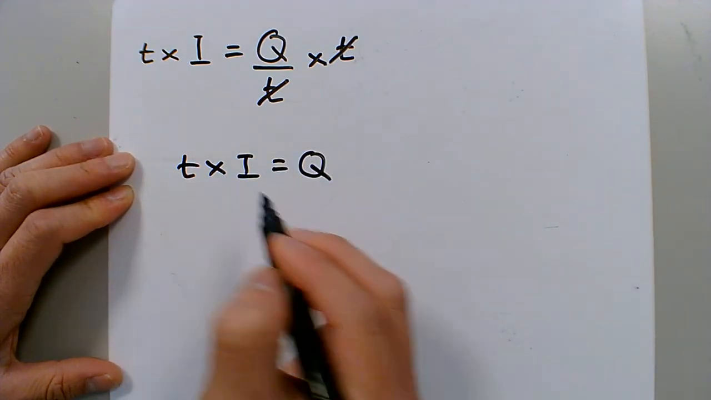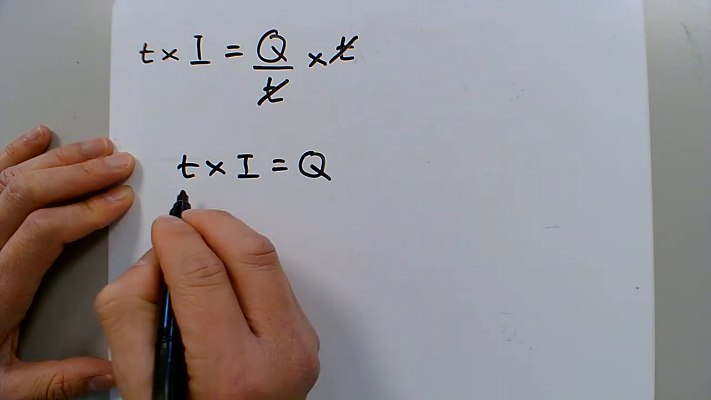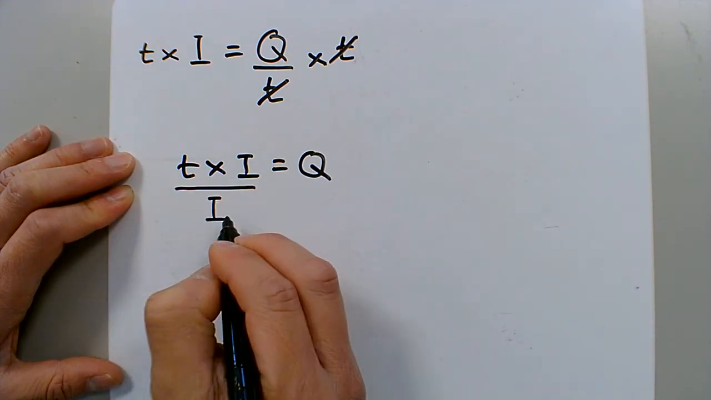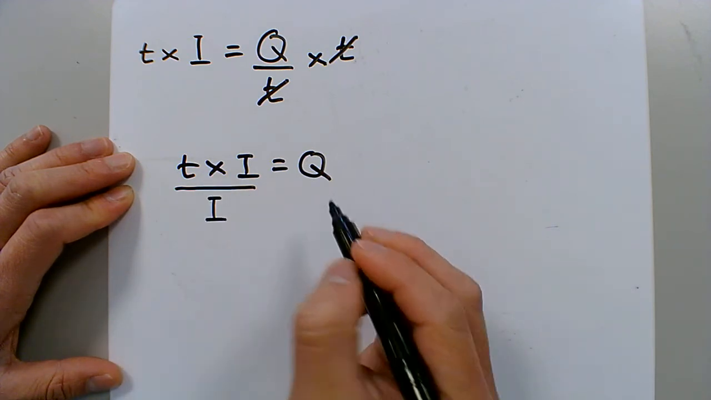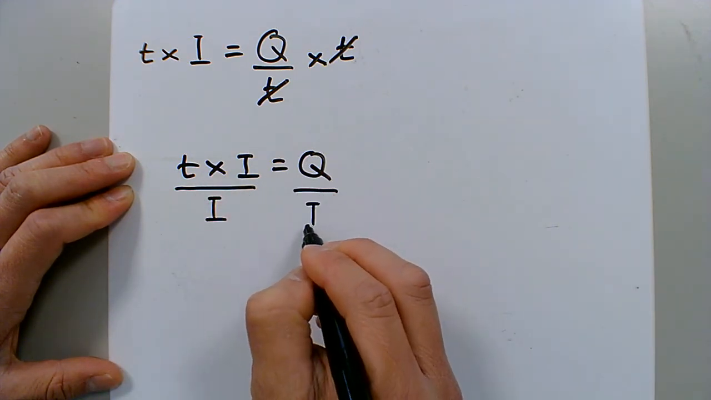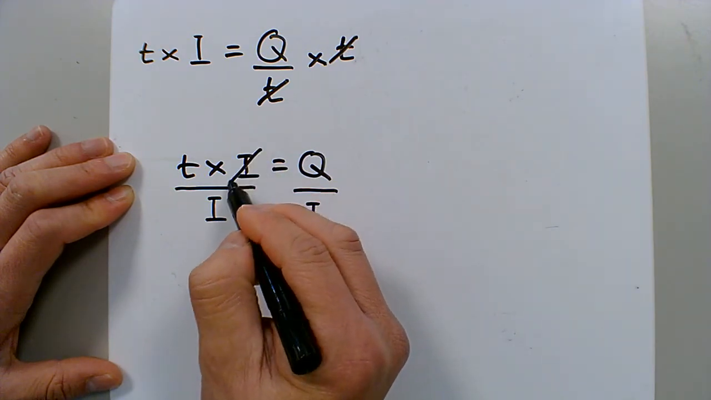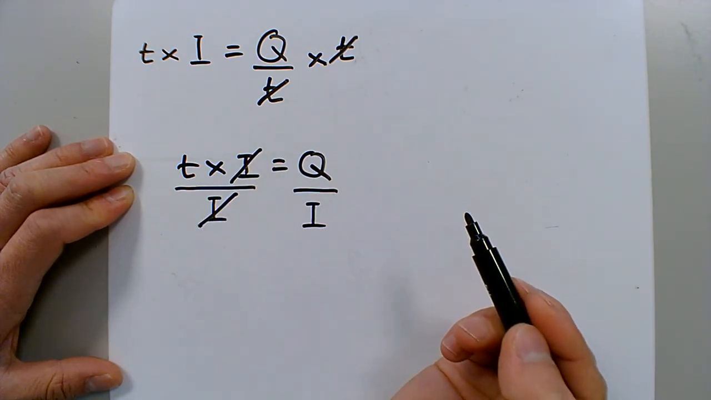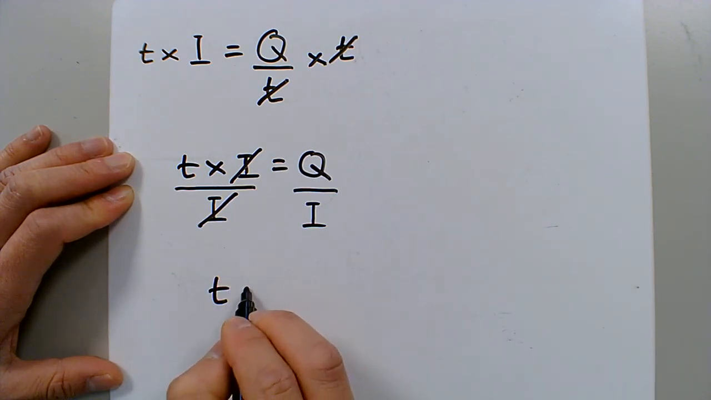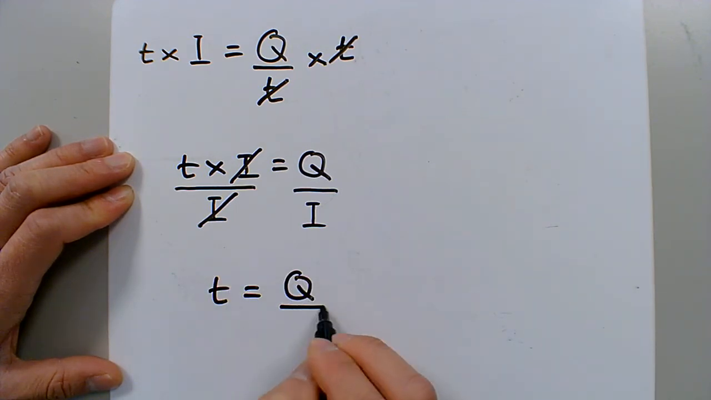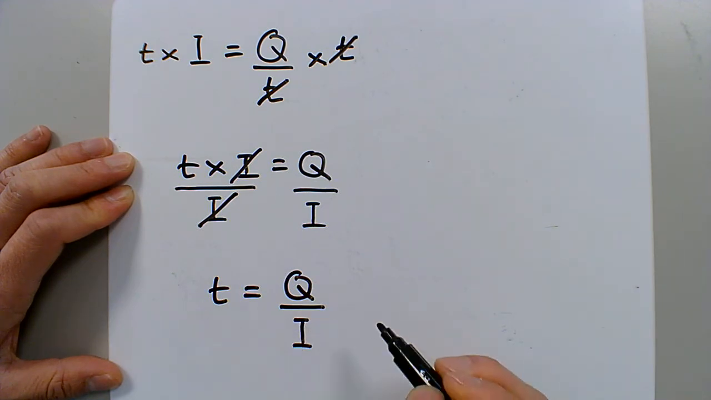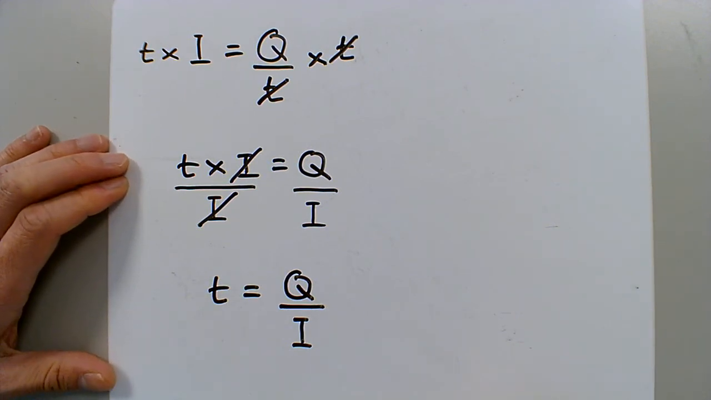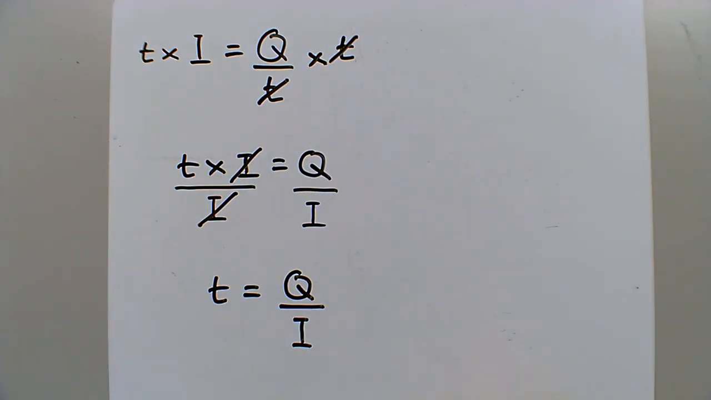And now I want t on its own. So I don't want the I on this side. I'm going to get rid of it by dividing, because dividing is the opposite of multiplication. Whatever I do on the left hand side, I do on the right hand side. The I's cancel out, and if I write the equation fully in its final form, t is equal to q divided by I. Okay, so hopefully you got that right. If you did, well done. If not, then go back and go through the video again and have another go, and make sure that you understand each step by step.